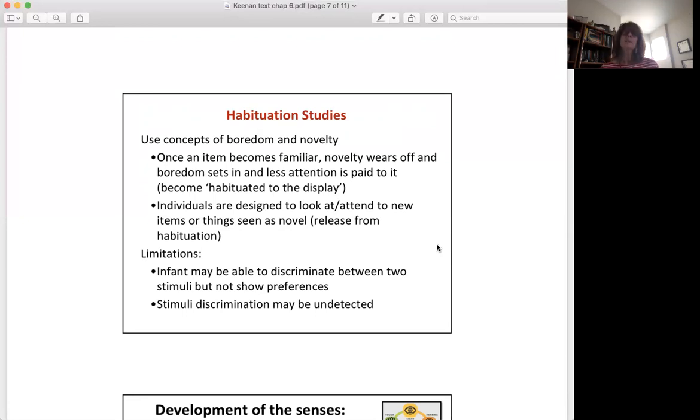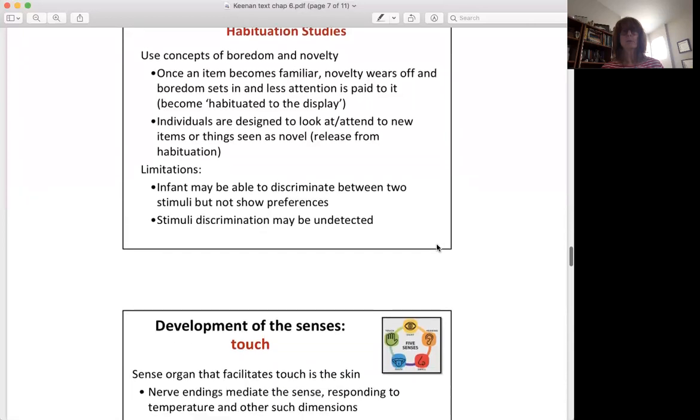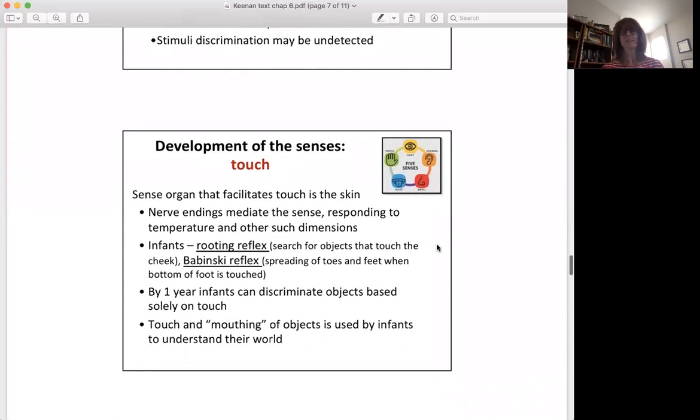These kinds of studies have their limitations in the fact that infants might be able to determine between the two stimuli, if they're presented with two things, two toys or two smells or two tastes, but they don't necessarily show preferences when they're really young. And maybe with that, the stimulus discrimination might not be detected. So as we develop, our senses develop. We're going to talk a little bit as we go forward about the senses, the five senses.